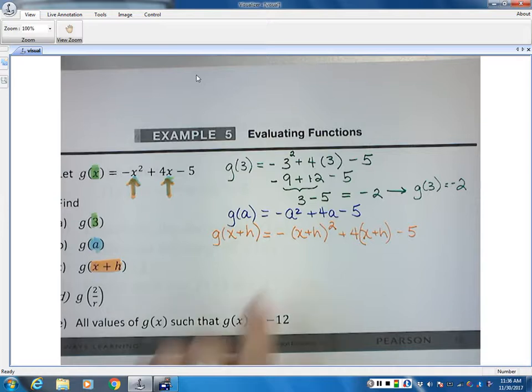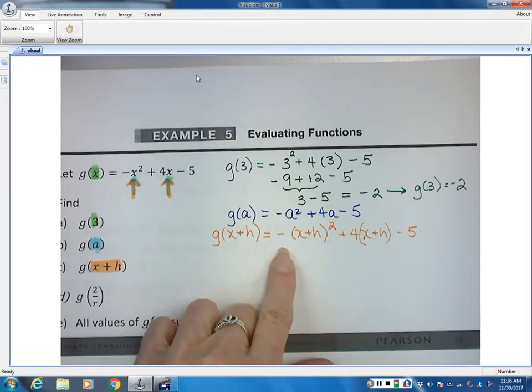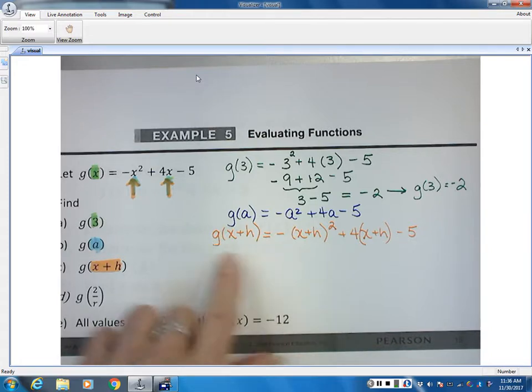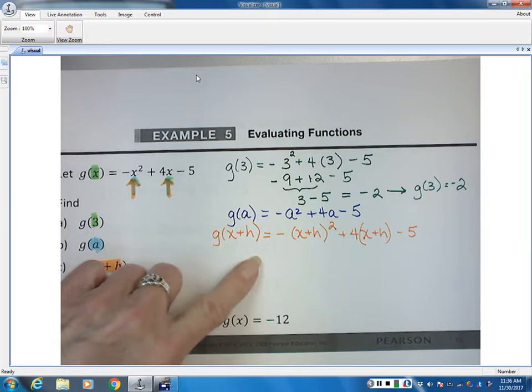This is something that you are going to see in the very first section, the very first chapter in calculus next semester. We are going to do something called a difference quotient, and this is where we begin. So it's important you remember how to do this.